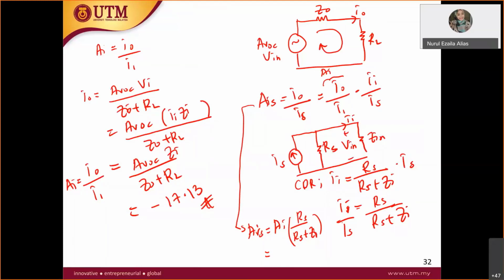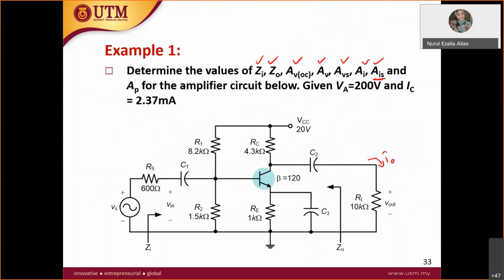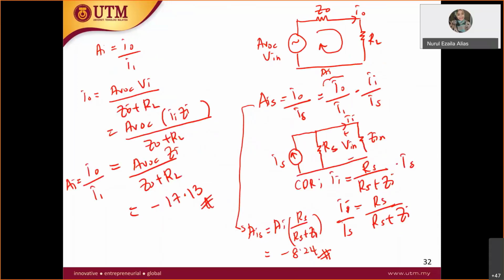So you will get your AIS. Sorry, I have to write it properly. So AI is equal to negative 8.24. Okay, finally they want AP. So AP is equal to AV times AI. You multiply these two, and you will get about 4.54K.